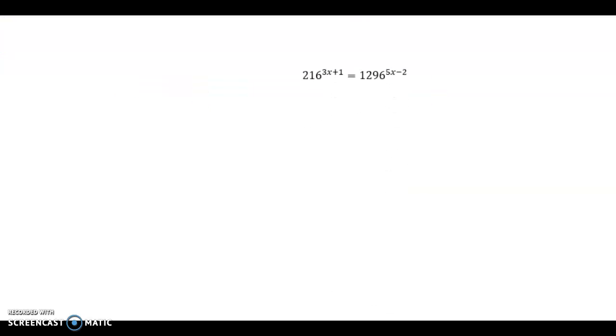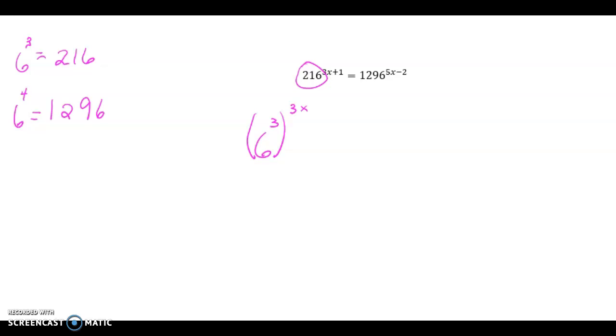Here's one more. And I'll just tell you, I looked this up a minute ago. 6 to the third is 216. You're going to need a calculator. And 6 to the fourth power is 1,296. So I looked that up a second ago. So I'm going to rewrite 216. I'm going to rewrite it 6 to the third. And then it's still to the 3x plus 1 power. And I'm going to rewrite 1296, that's 6 to the fourth. But it's still to the 5x minus 2 power.